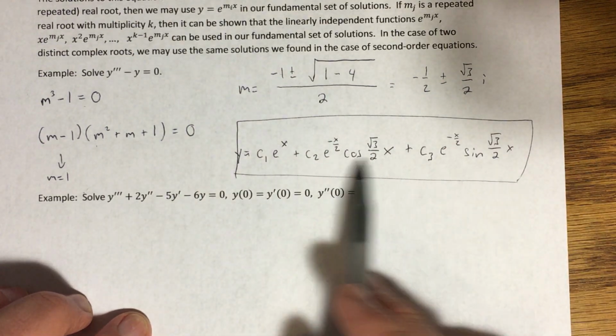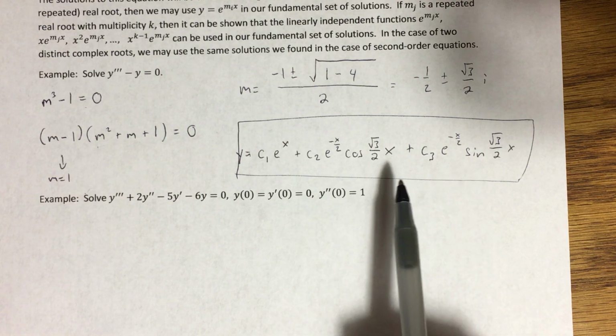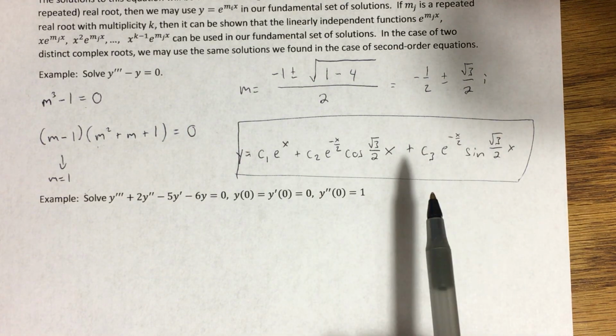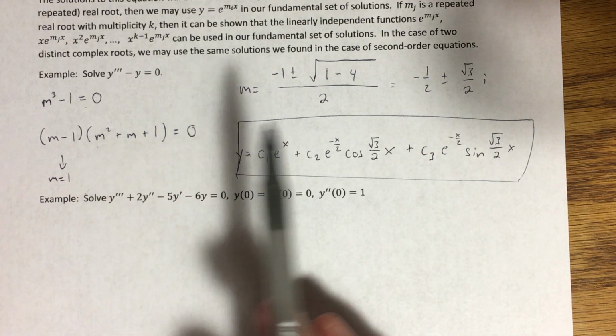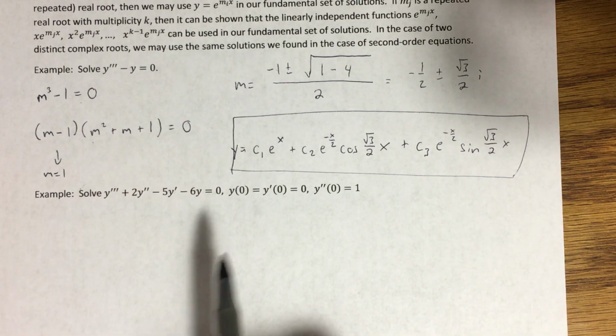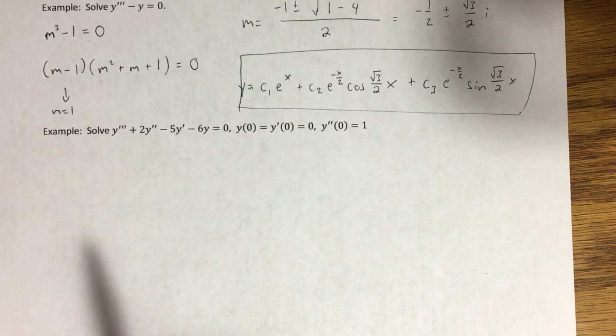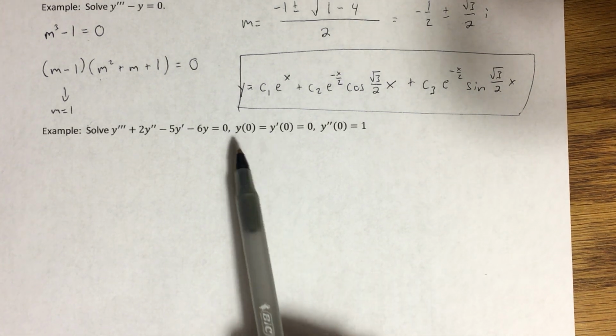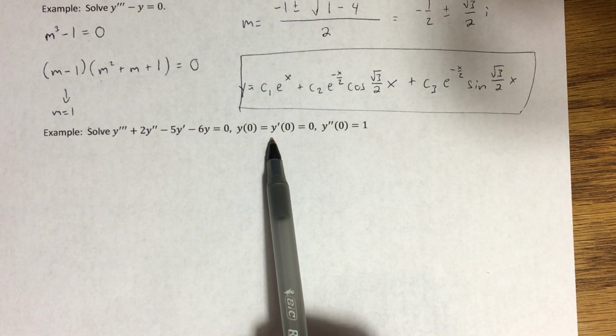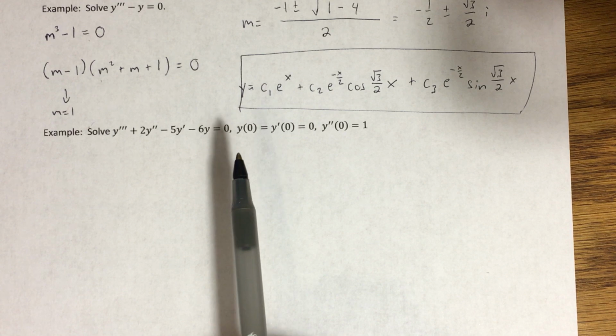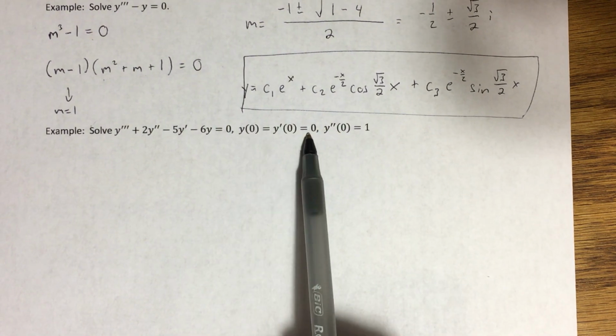And even though it's a somewhat messy looking general solution, it's not the worst. Getting it was relatively simple. It kind of just boiled down to knowing how to solve a polynomial equation. Not terribly difficult. This next example that we're going to look at is going to be an IVP.